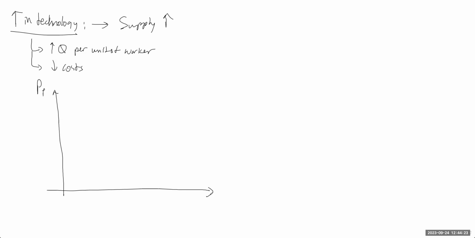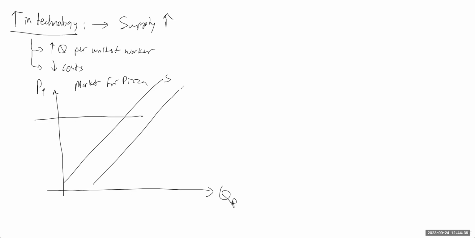Here's price of pizza. Here's quantity of pizza. Here's the supply curve for pizza. This is the market for pizza. For a given price, if the supply curve shifts outward, you can produce more. Another way of looking at this, for a given quantity, price falls.